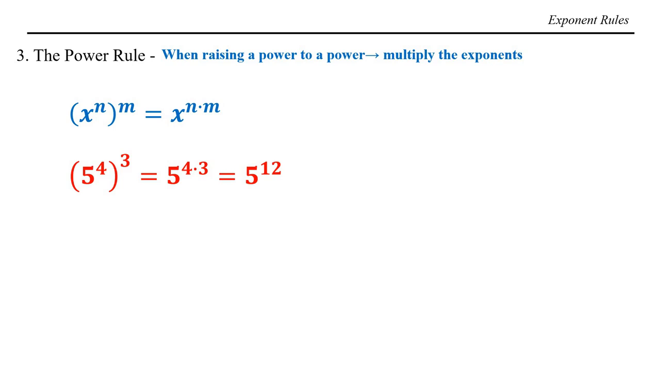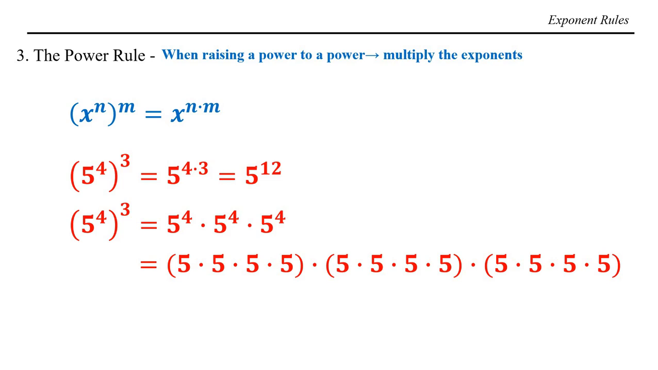So that can be true because 5 to the power of 4 to the power of 3 can be rewritten as 5 to the power of 4 times 5 to the power of 4 times 5 to the power of 4. And once we do that, we can expand that even further into our 4 fives, right? And if you count up all those fives, you're going to realize pretty quick that if you multiply your 3 sets of 4 fives, you're left with 12 fives, or 5 to the power of 12. And that is the power rule.